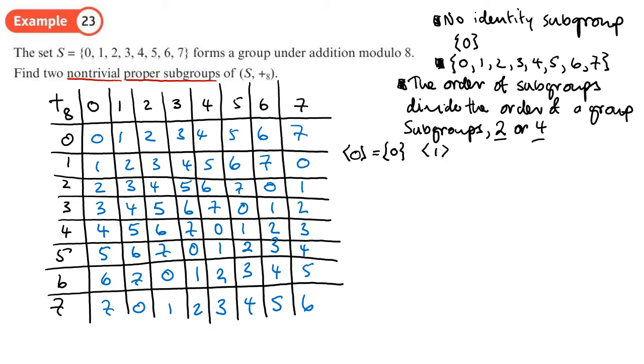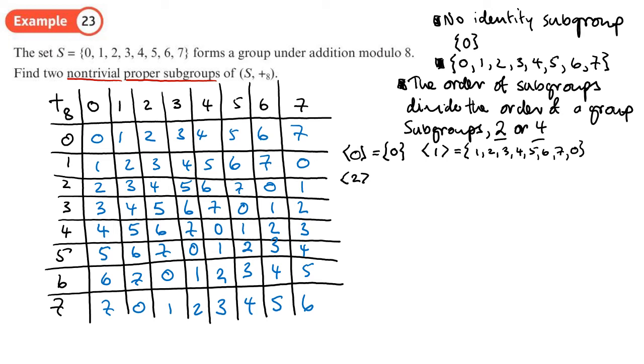What does 1 generate? Remember, this notation means that it's a generator of a group. So if we just keep adding 1, we're going to get 1, 2, 3, 4, 5, 6, 7, and then back to 0. So 1 generates the whole group itself, so that's not a proper subgroup. Okay, let's go on to 2.